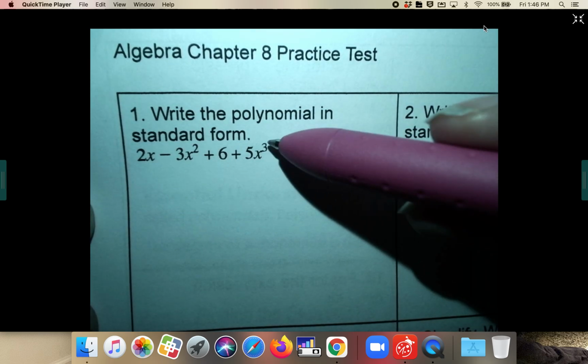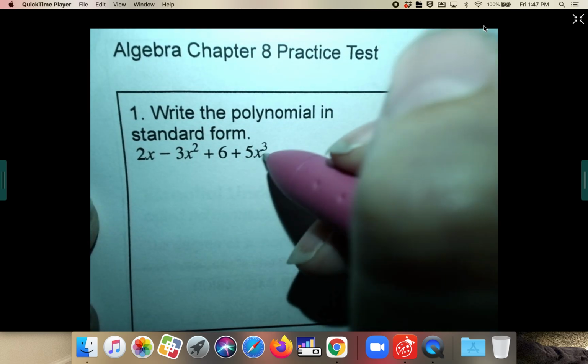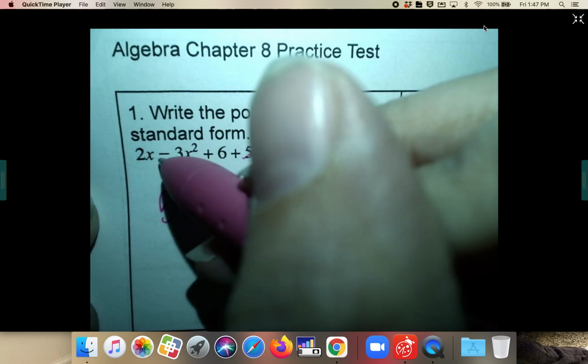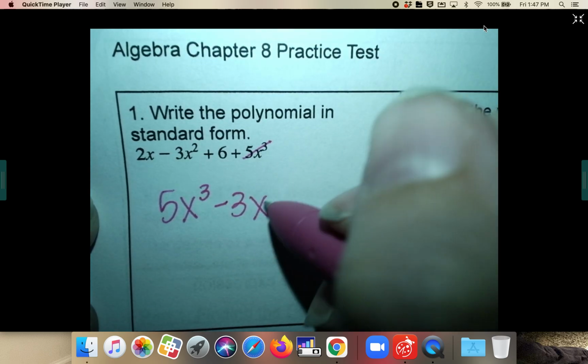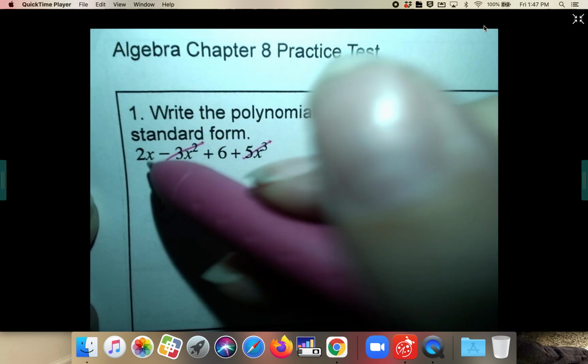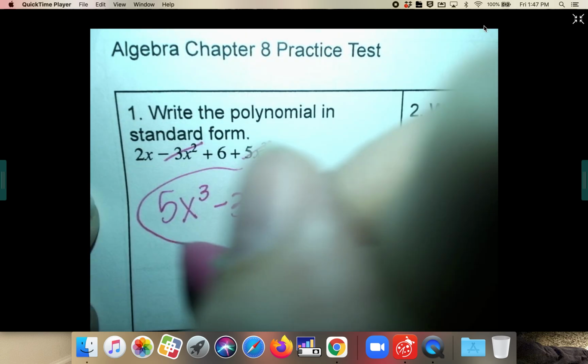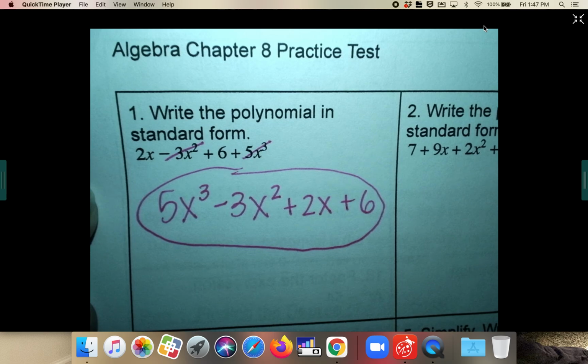Standard form again means the biggest exponent comes first, so that's going to be my 5x cubed. The next biggest would be the negative 3x squared. Then you have the plus 2x, and finally the plus 6. This is correct standard form.